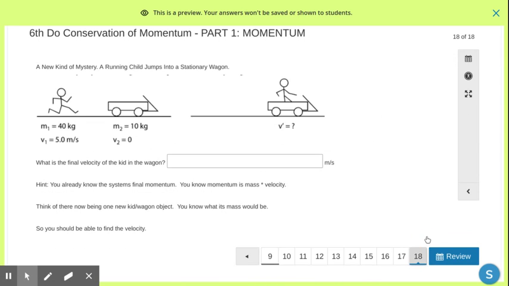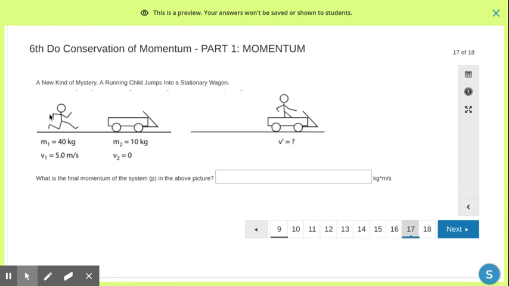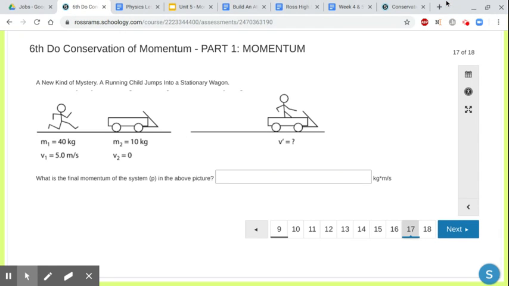The last thing I want to show you, even though it gives you a mention here, is the very last one sort of switches. You're going to have to find the momentum. And so just remember that momentum is mass times velocity. So find the momentum of the child and find the momentum of the wagon. That starts on number 17. All the other ones, they just straight up tell you what the momentum is. So it should be pretty easy. Give those a try and then message me if you have any questions.